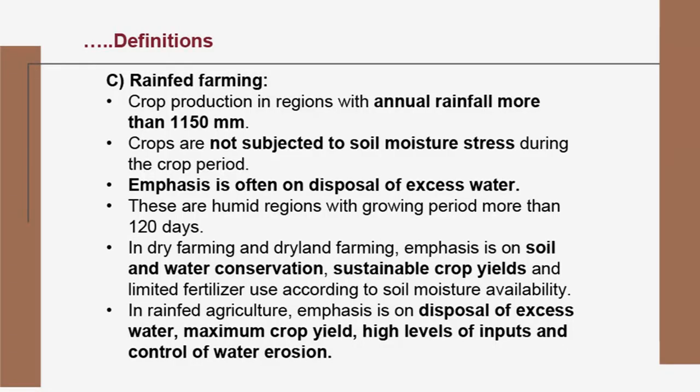Now, the third group is rain-fed farming. So this is crop production in regions with annual rainfall more than 1150 millimeter. 1150 means it is very good rainfall, and that much water may not be there under dryland agriculture. So this kind of farming they treat as rain-fed farming.